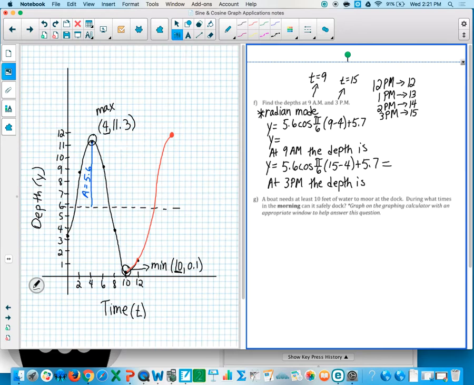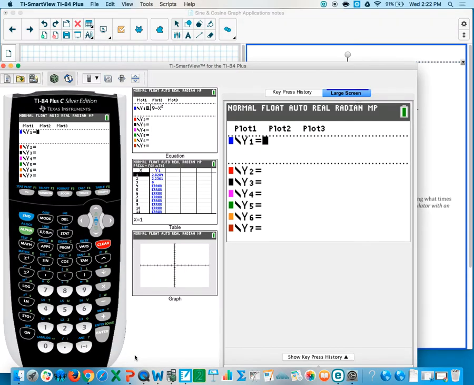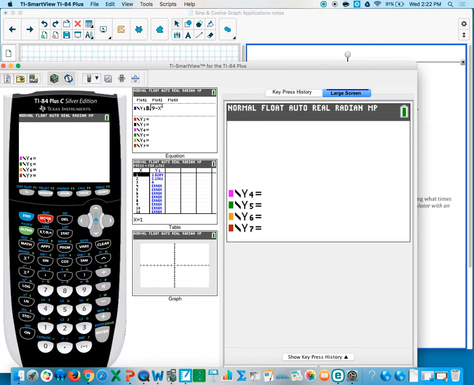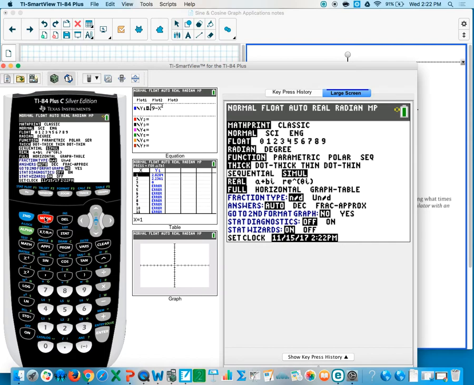So I just kind of wrote everything out so I can go right to the calculator and do both, and then I'll record the answers after. Just double check first that you are in radian mode, and I am, so I'm going to go back and do my calculation.